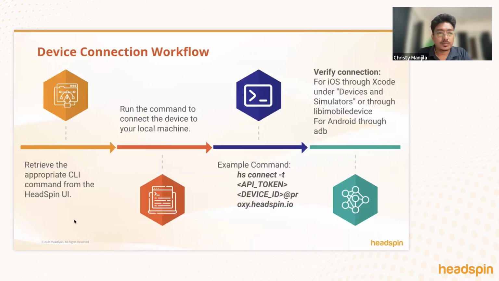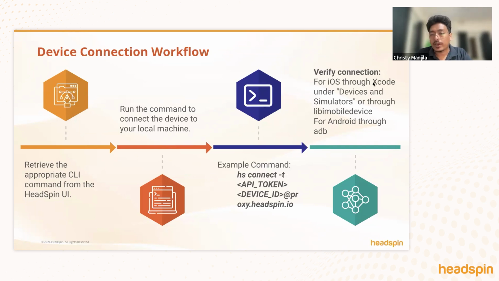Now the device connection workflow. First things first, you have to install the CLI tool. Then you have a command line that you can run on your terminal, or your PowerShell if it's Windows, or the terminal again for Linux, to get the device running. The simple command that you have to use is hsconnect -t for the API token, and the device address, so that you can connect that particular device.